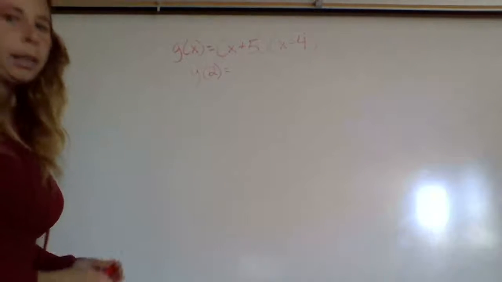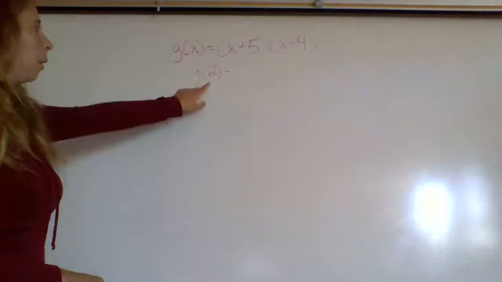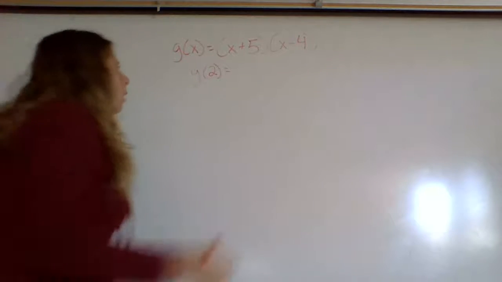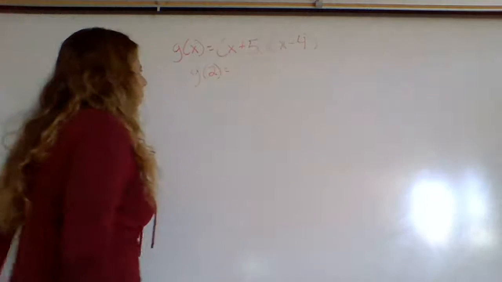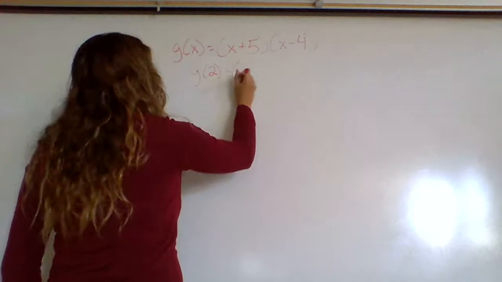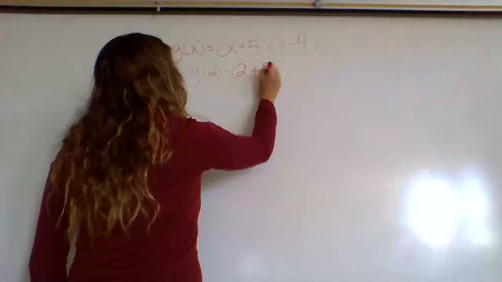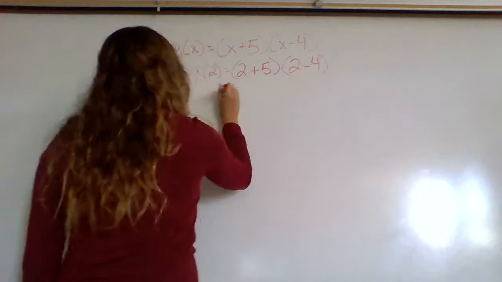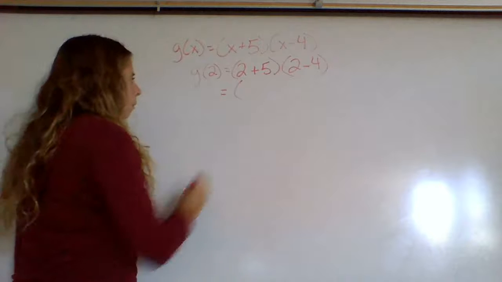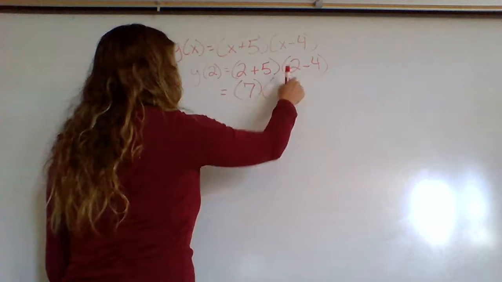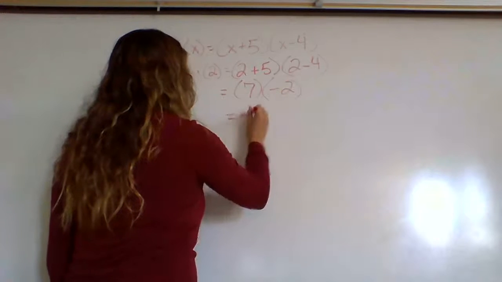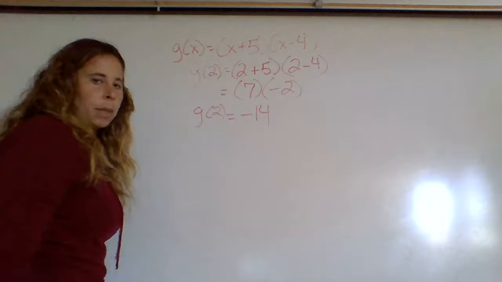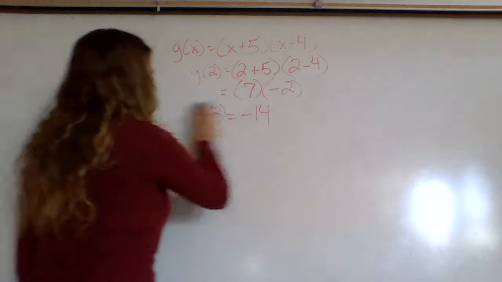Okay, moving on, number 9. Solve for the given value. So x is equal to 2. So I'm going to substitute 2 in wherever I see an x. So once again, you could multiply this all out first, but I would just go ahead and substitute it in. So 2 plus 5, and then 2 minus 4. 2 plus 5. 2 minus 4. Negative 14. Ta-da!